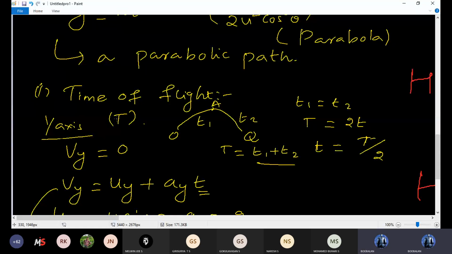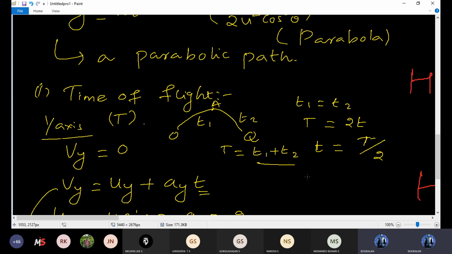The first one, time of flight. Time of flight means from the initial point, the origin, up to reaching the ground. This is the time of flight, O to Q. So time of ascent T1, time of descent T2. Both are equal, T1 is equal to T2. Then you will get T equal to 2t, small t equal to capital T by 2.